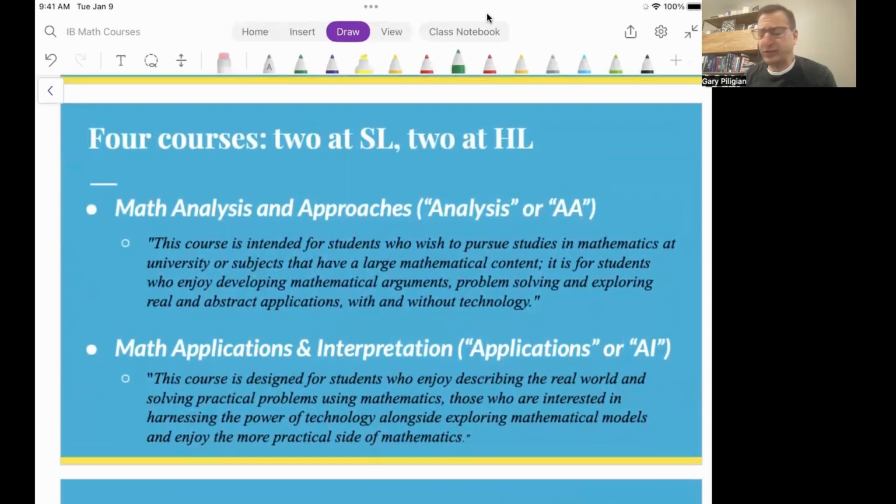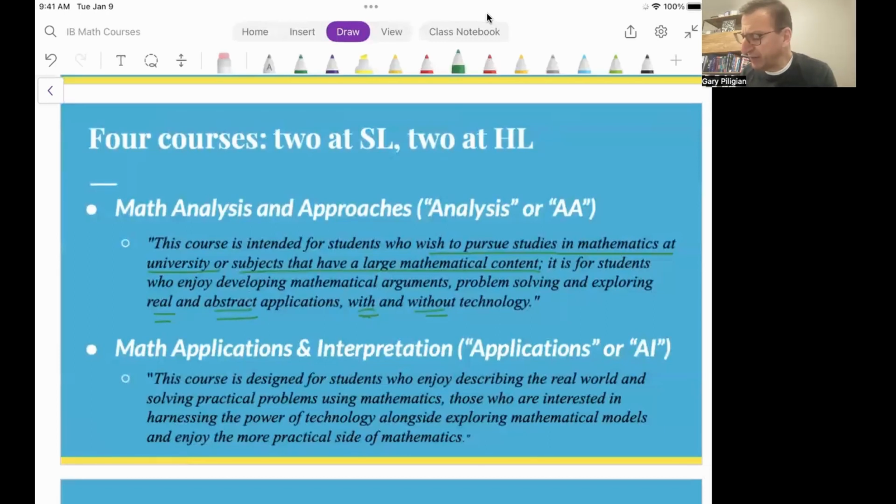What the heck is math analysis and approaches? This is a course intended for people who wish to pursue studies in mathematics in university, or subjects that have a large mathematical content, think engineering and physical sciences. It's for students who enjoy developing mathematical arguments, problem solving, and exploring real and abstract applications, that's important, with and without technology. Okay, so that's the analysis course. That is what I would call a traditional mathematics course. That's been taught for years and years and years.